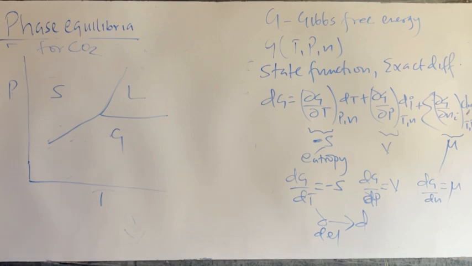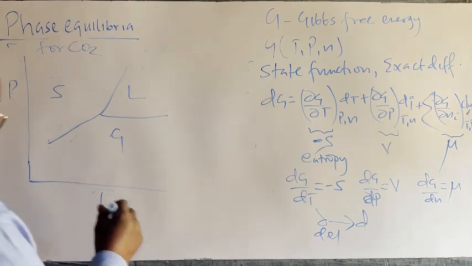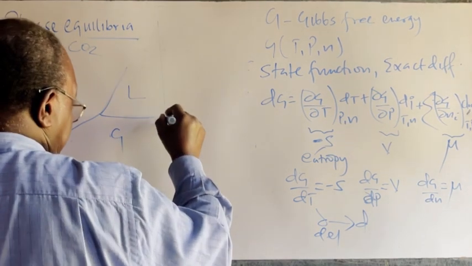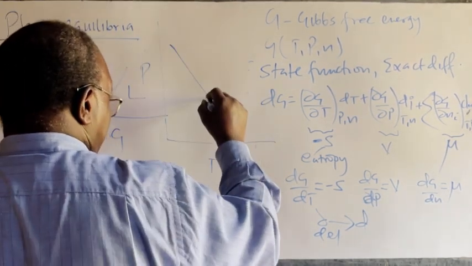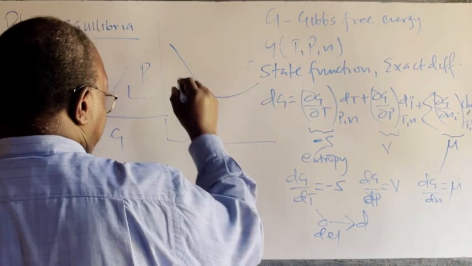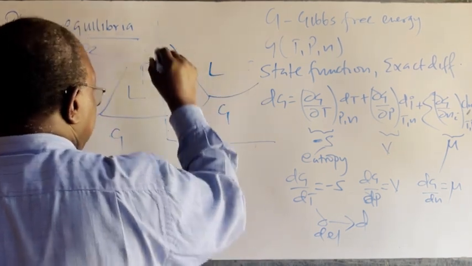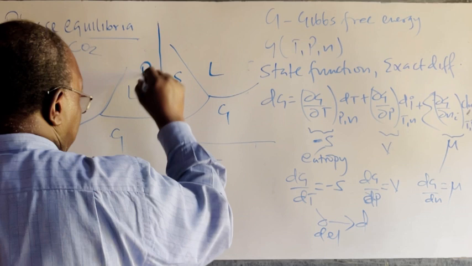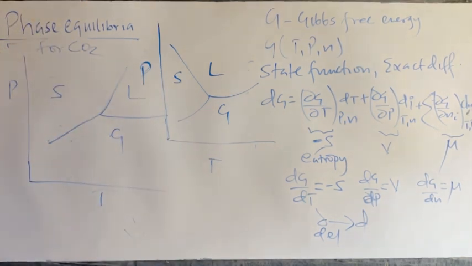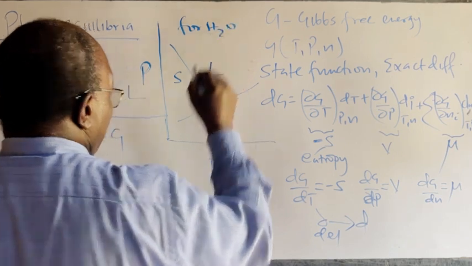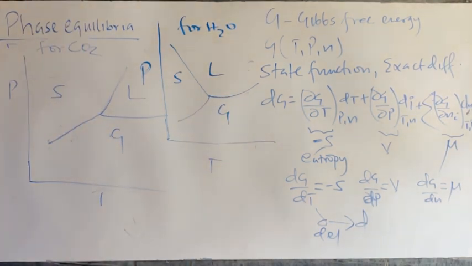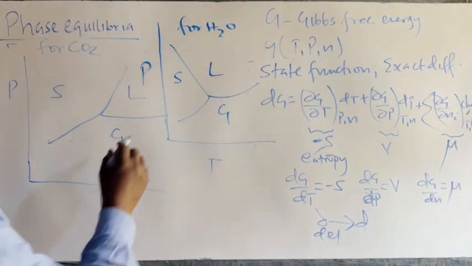But when it comes to water, the pressure-temperature diagram for water, we have that profile: solid, liquid, and gas. Now you can clearly see that in these diagrams, this is for water. They look alike, but they are not alike.